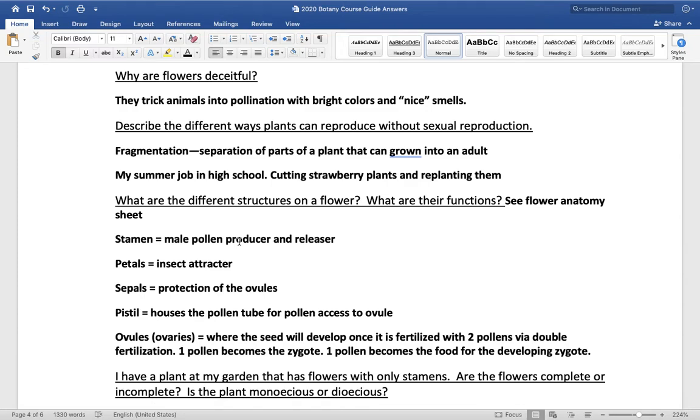Describe the different ways plants can reproduce without sexual reproduction. So one of the main ways is fragmentation, where you can literally cut a piece of a plant and plant it, and it could turn into an adult. And I know Mr. Holzer in his botany class does an experiment like that every first semester, where they do some fragmentation experiments and cut some plants and get them to grow into adults away from the original adult plant.